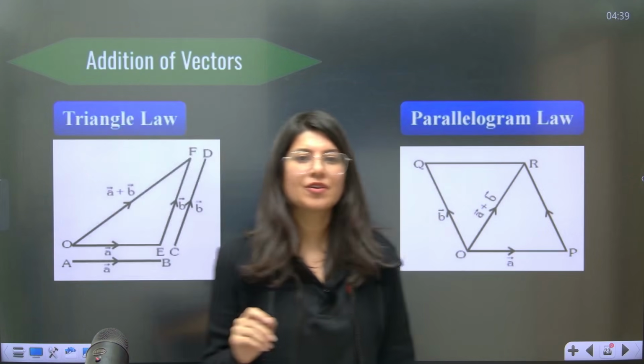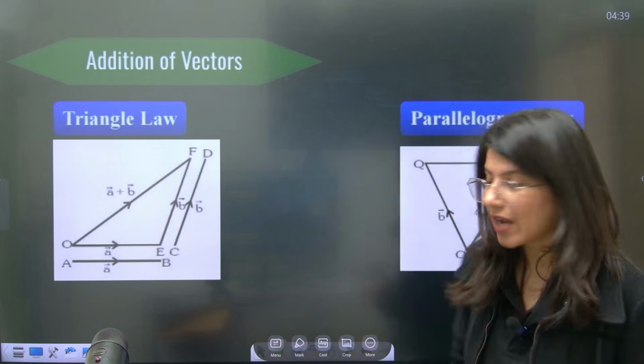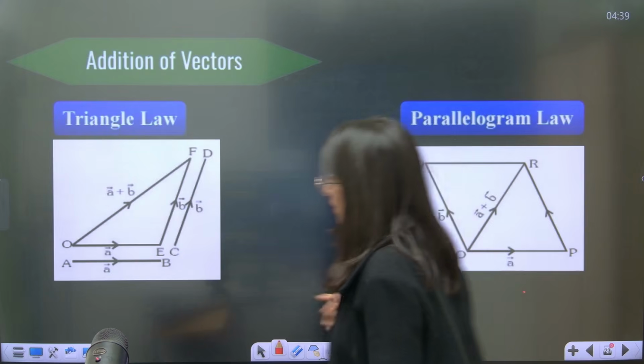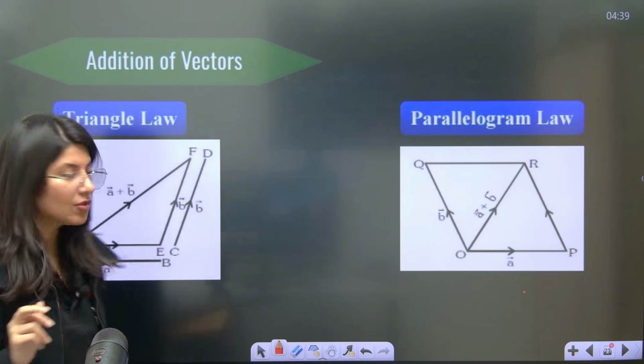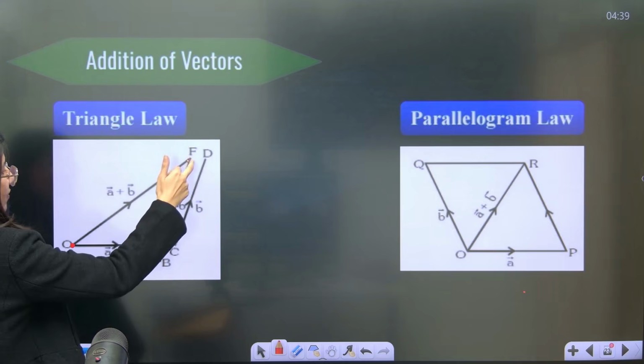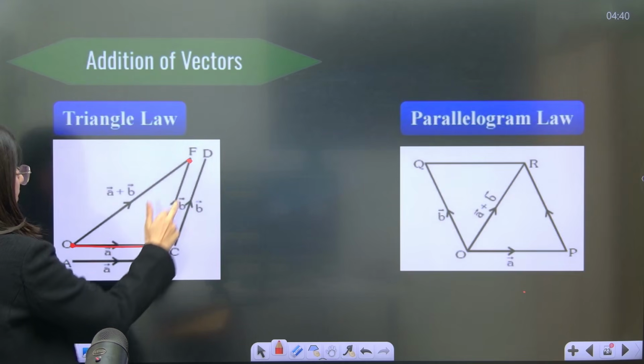Now let us talk about addition of vectors. There will be a triangle law and a parallelogram law. Let me just tell you what the triangle law is. Suppose you have a triangle. This is your O, this is your E, this is your F. Correct? This is a triangle.